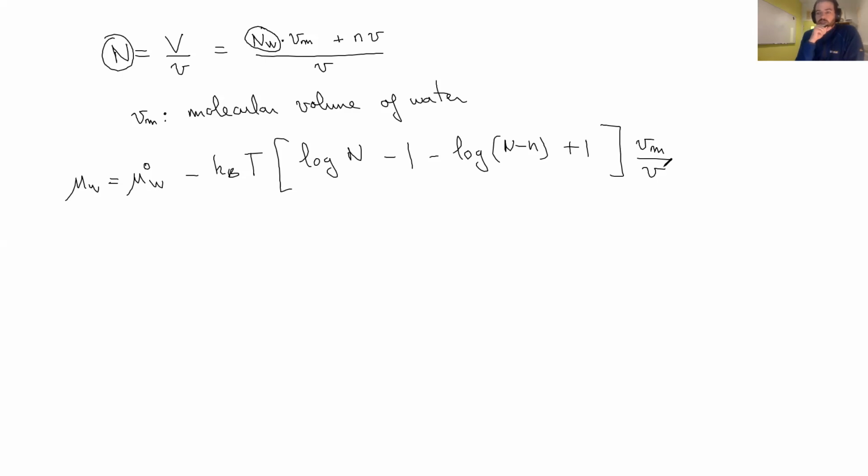Do you agree with this result? Yes? Interrupt me if it's not clear. All right, so we have a cancellation here, and this ends up with the following formula, where you have minus kBT Vm over V, and then you have the log, I can put a plus, of 1 minus n over N. Okay?